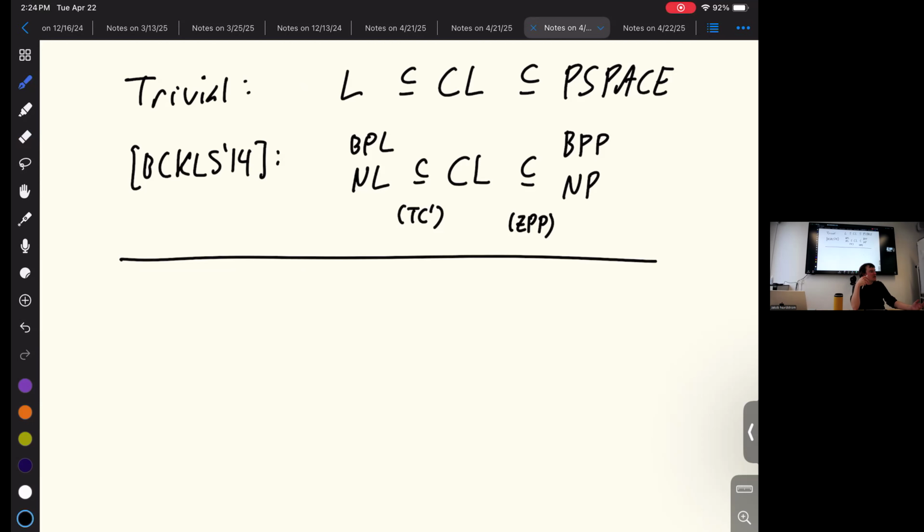Just, I guess, anecdotally. Of course, it would be far more amazing to show that log squared space is in CL, because that would separate whatever. Would that separate anything? No, but L squared is not known to be in polynomial time or ZPP. So that would be like some shocking turn of events.